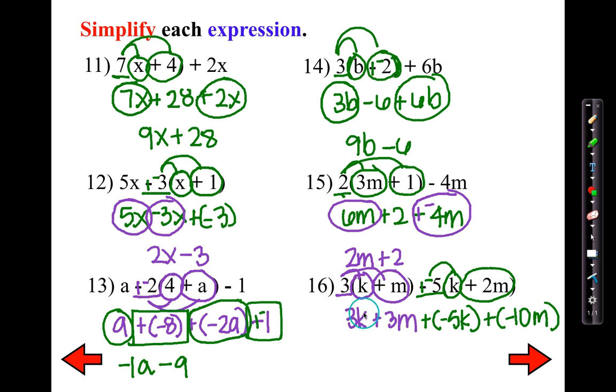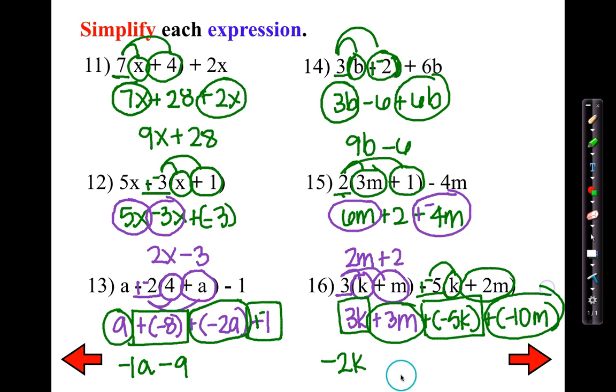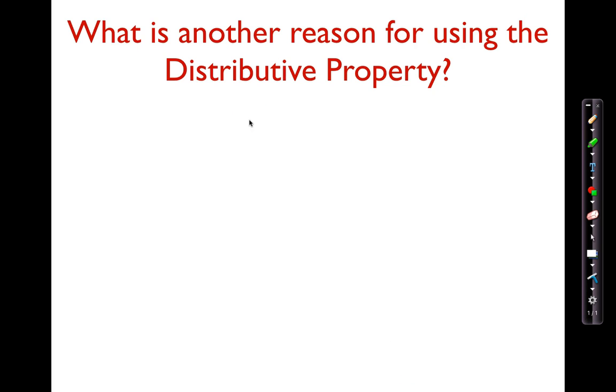Now I can go ahead and combine like terms. I'm going to combine the k's together. 3k plus a negative 5k is going to be left with negative 2k. And then positive 3m plus a negative 10m is going to be plus a negative 7m, which is just minus 7m. Now, what else can we use distributive property for?